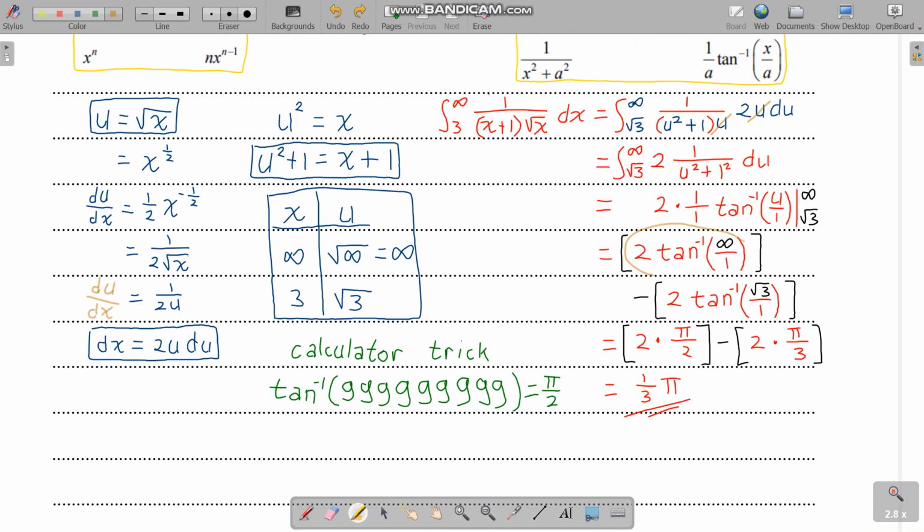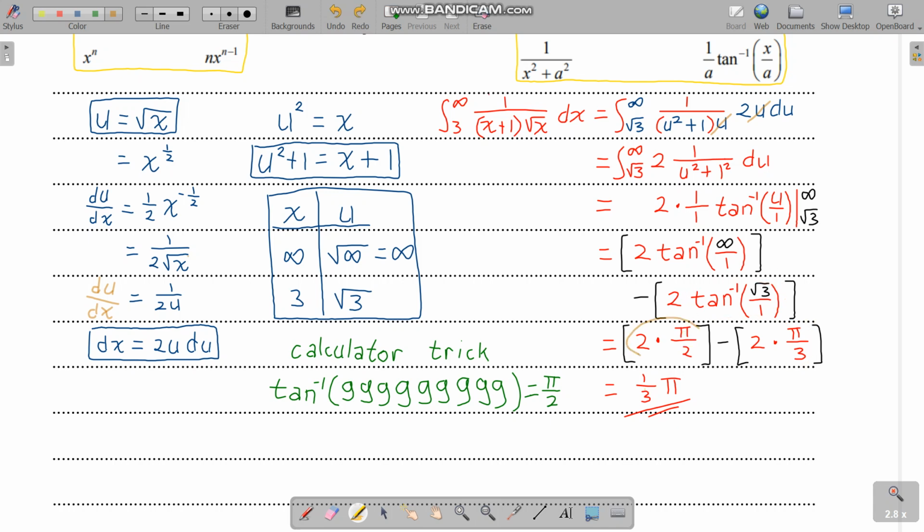So how do we calculate inverse tangent of infinity? Well, this is the calculator trick. You can just use inverse tangent of something big like 9999999. If you still get decimals, add more 9s until you get the exact value pi over 2. So just use something really big, but you don't get an error, you don't get decimals, you will get the exact pi over 2. Okay, so for inverse tangent of root 3, it's going to be pi over 3.